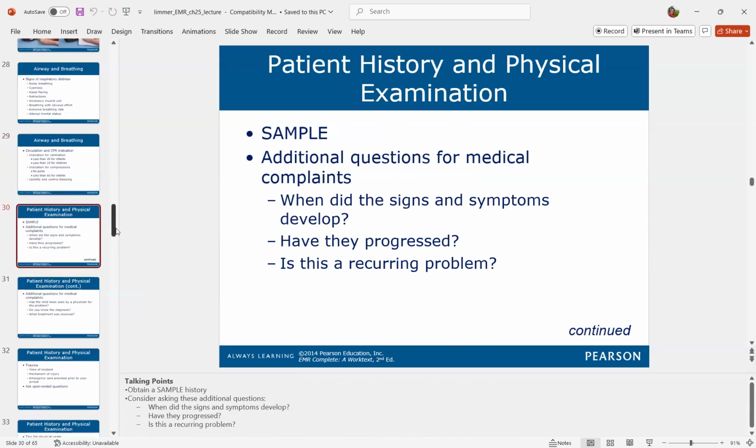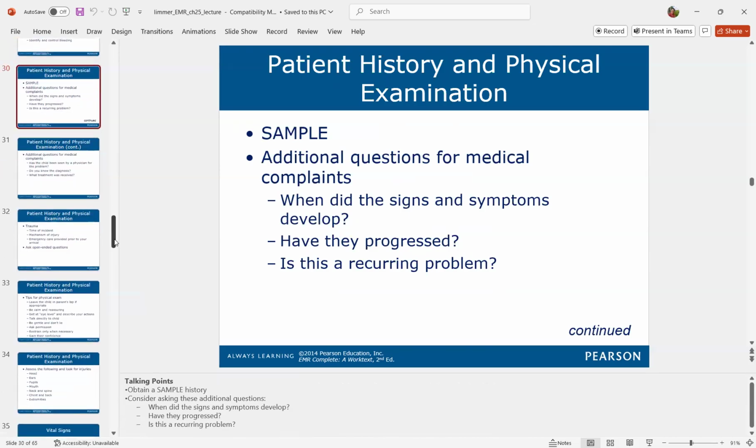We do our SAMPLE history. You guys remember what that one is? Signs and symptoms, allergies, medications, past pertinent history, last oral intake, and events leading up to the situation.